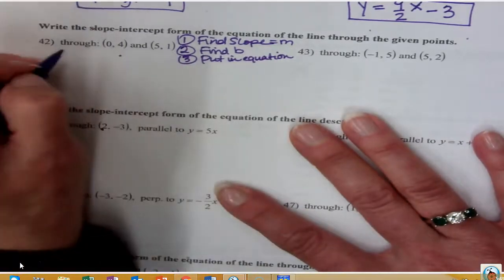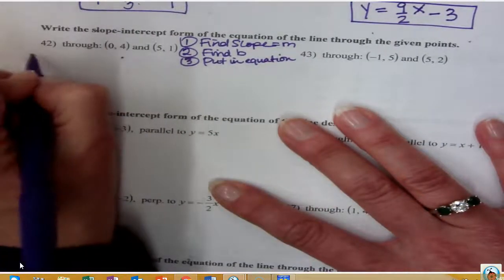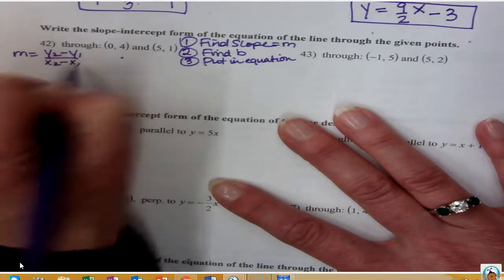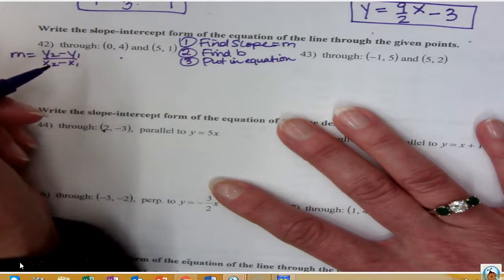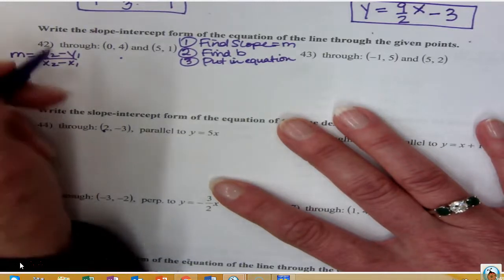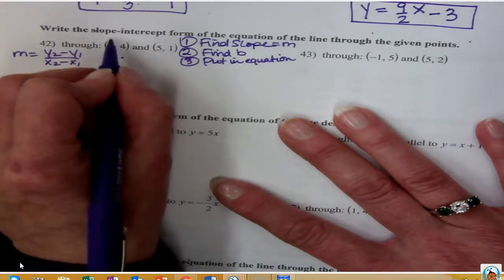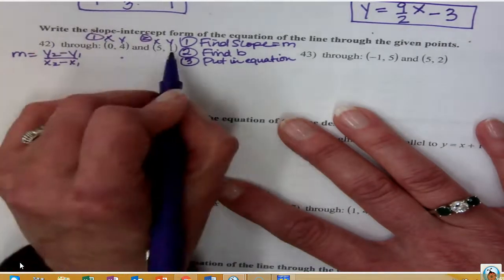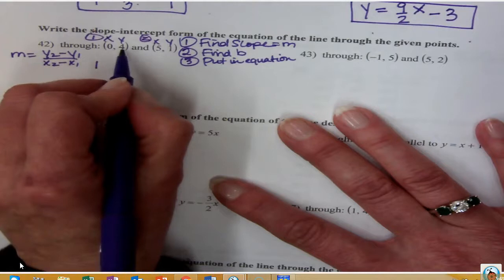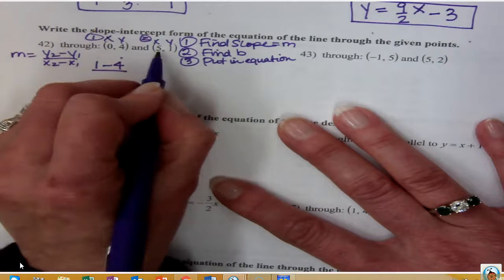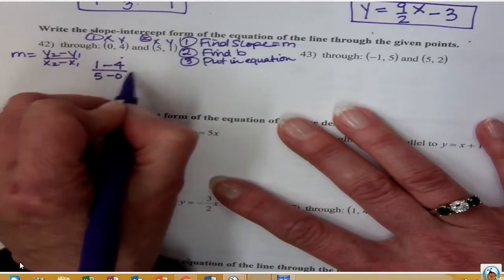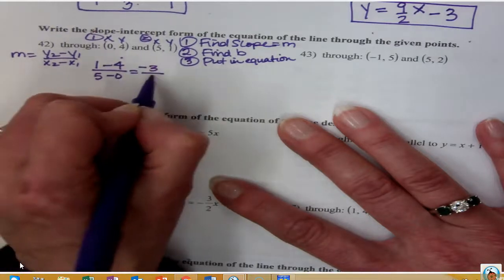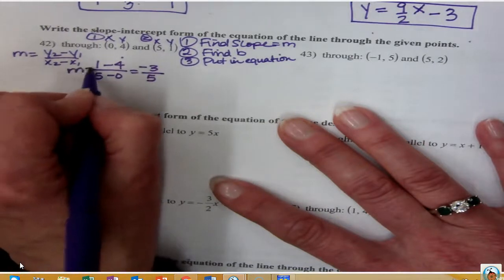Okay, so let's get going. In order to find my slope, the formula is m equals y2 minus y1 over x2 minus x1. And let me tell you, this is never going away. You're going to be using this for a long, long time. So this is my x, this is my y, this is my x, this is my y. This is pair 1. This is pair 2. So my y2 is 1. My y1 is 4. My x2 is 5. My x1 is 0. 1 minus 4 is minus 3. 5 minus 0 is 5. So this is my slope.